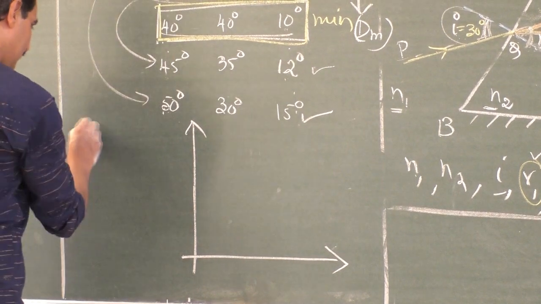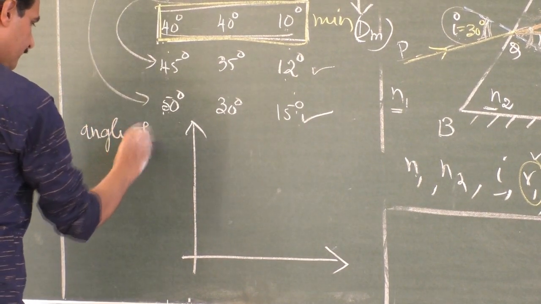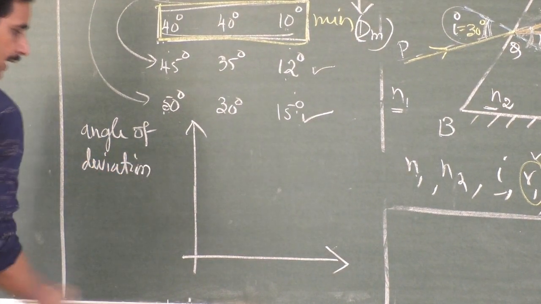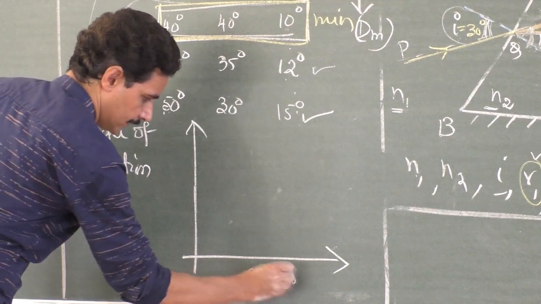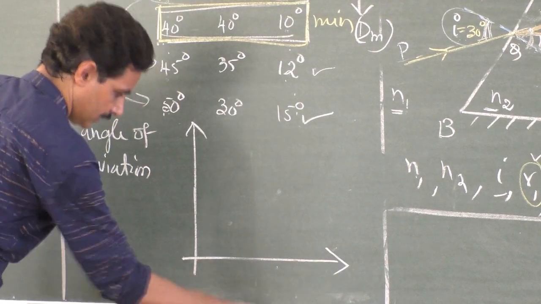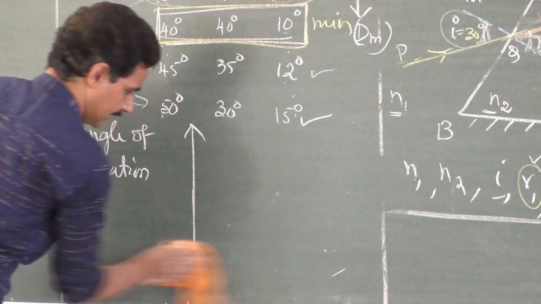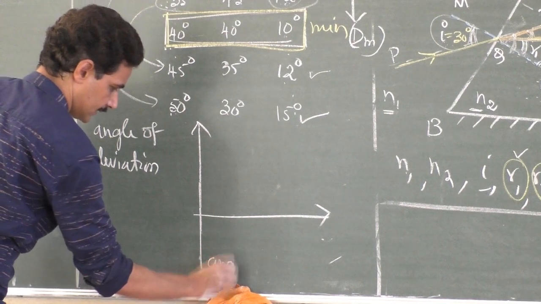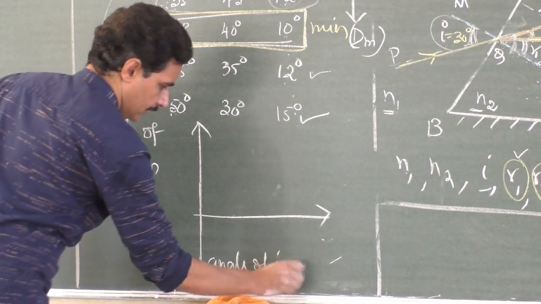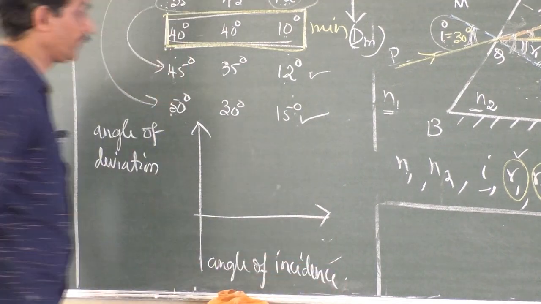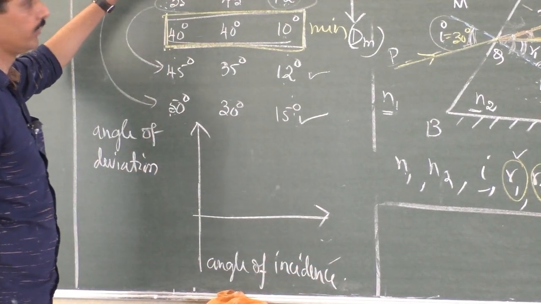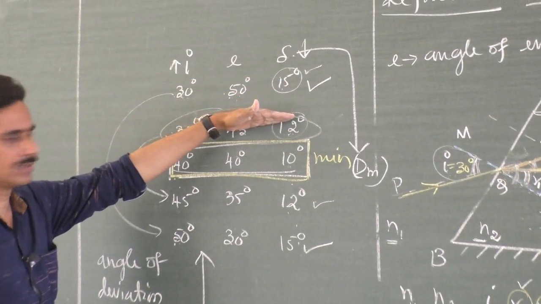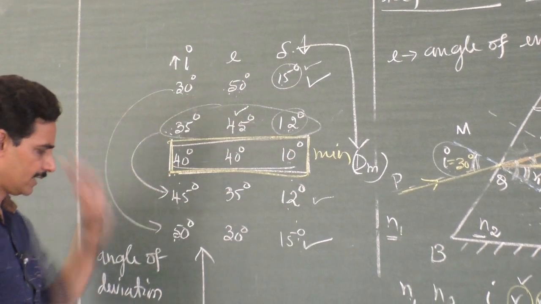This is important now. I will write angle of deviation here, and here angle of incidence. I have to write it a little below because I have to write something else also. So you draw a graph. Of course, you could have tried for 32 degree, 33 degree, 34 degree, and all the angles. You will get different values of increasing deviation up to here, then decreasing. Those values I have not written.